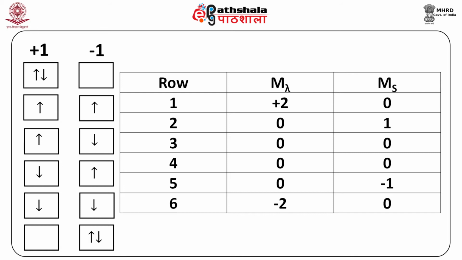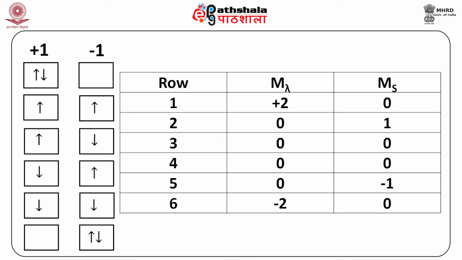Similarly, in the second row you find that one is in the +1 state and the other one is in the -1 state. So, the mλ value is equal to 0, but because the spins are parallel, ms is equal to 1, and so on. The third one will have both 0 values, fourth again 0 values, fifth will have 1, 0 and 1, -1, and sixth will have -2 and 0.